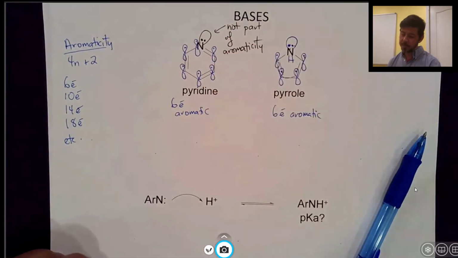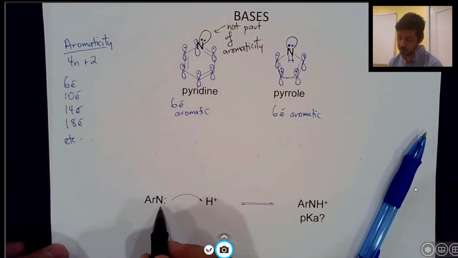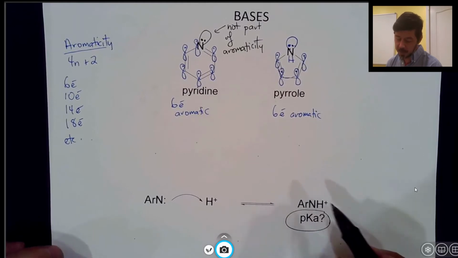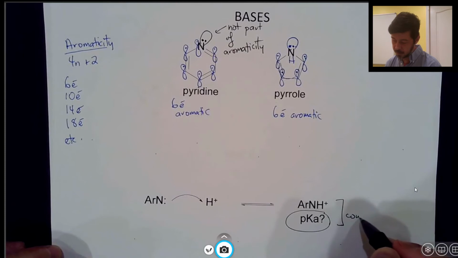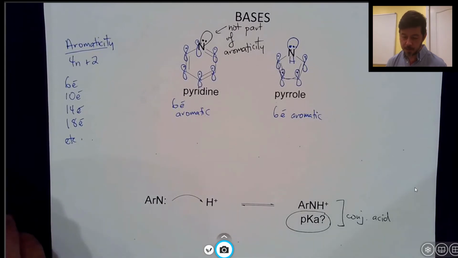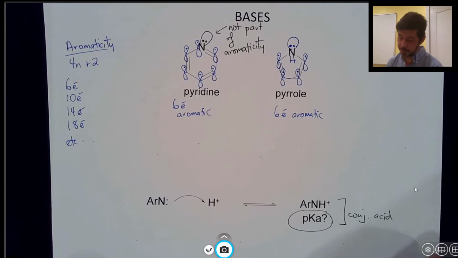Okay, so if pyridine were around, so this is an aromatic group with nitrogen, so this is pyridine, and if pyridine comes and picks up a proton, one of the questions I have for you is, well, what is the pKa of the conjugate acid? Is it going to be fairly acidic, or is it going to be not so acidic? Okay, so let's take a look, and let's compare actually pyridine to pyrrole.